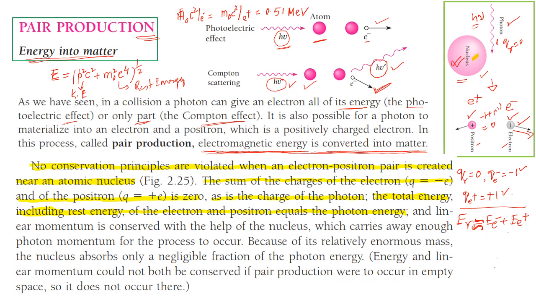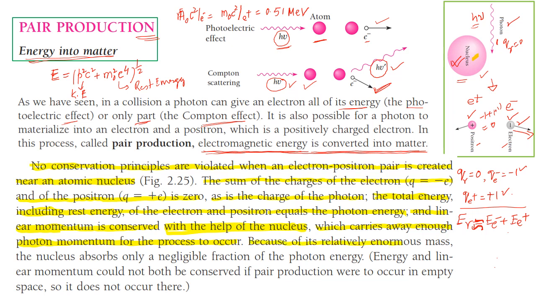Now comes the linear momentum, conservation of the linear momentum. This linear momentum is conserved with the help of the nucleus. This is important. That's why the presence of the nucleus is important, because if the nucleus is not present, then there will not be conservation of linear momentum. So this nucleus carries away enough photon momentum for the process to occur. Otherwise this process will not occur. We'll see this statement mathematically in the next slide.